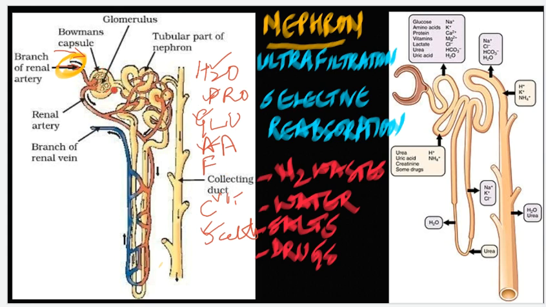So here, this part of the nephron, now remember this whole structure is the nephron. This part of the nephron here is called the Bowman's capsule. This structure here is the Bowman's capsule. Inside the Bowman's capsule, all of these capillaries are called the glomerulus. So the capillaries inside the Bowman's capsule make a structure called the glomerulus, right?